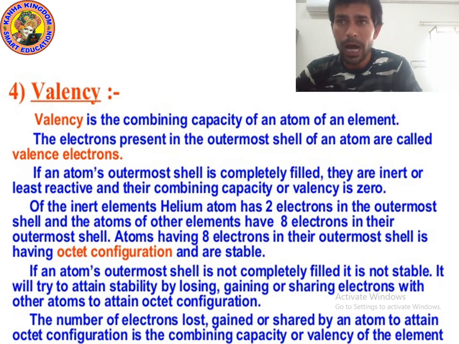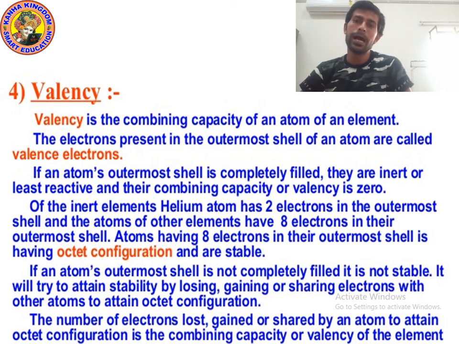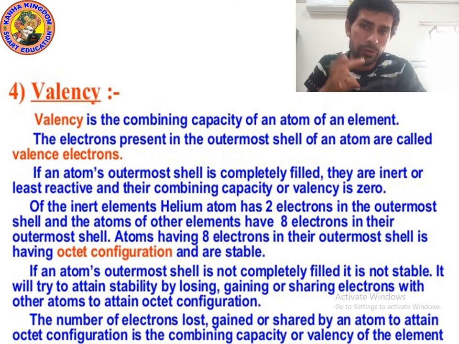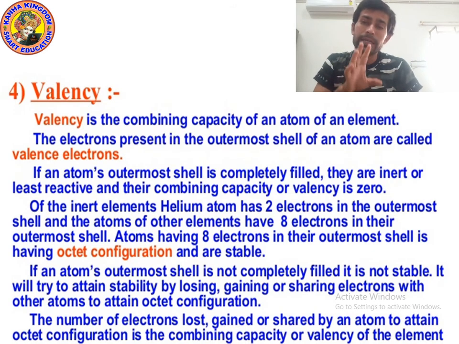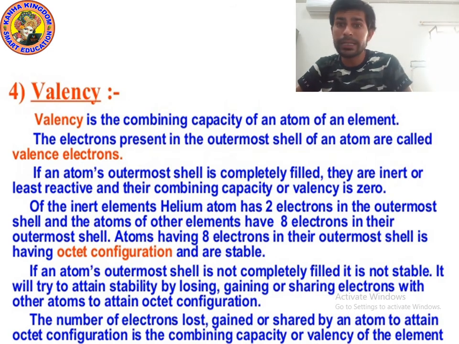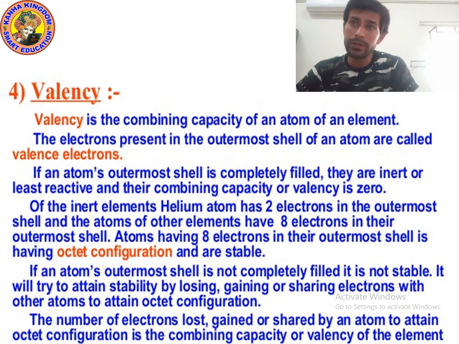Now if we talk about the valency, in the L shell of carbon 4 electrons are present. In the L shell, how many electrons can we fill? Maximum 8. So carbon needs 4 more electrons, because it already has 4 electrons in the L shell. So it can either lose 4 electrons or gain 4 electrons. So its valency will be 4. Okay? I hope you understood.